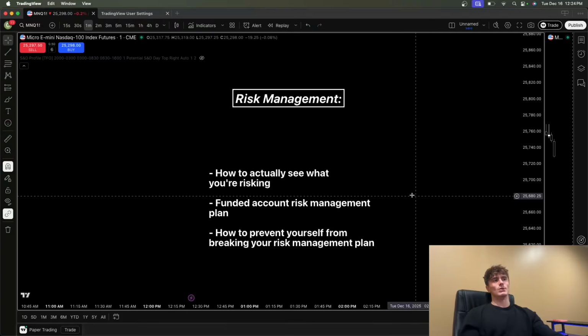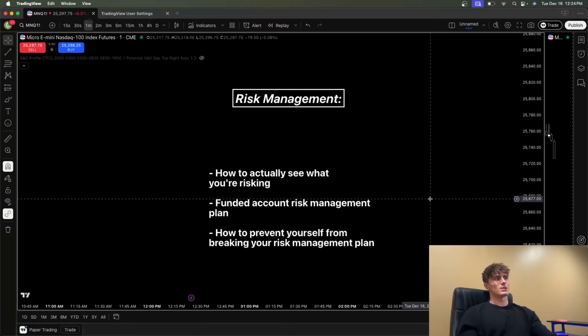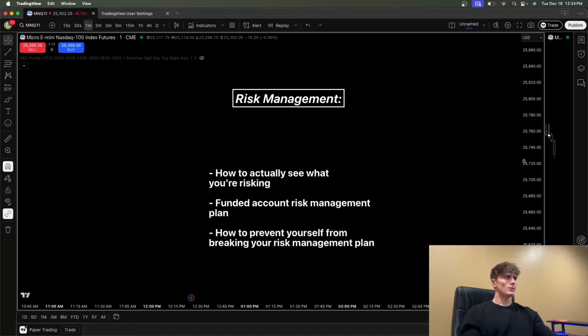Now I want to get into a funded account risk management plan. So a lot of people will pass evals, they'll get on their account, and then they'll either size way too heavy or they'll size way too light and eventually end up blowing the account because they're making barely any money, and then one day they just spiral out of control.